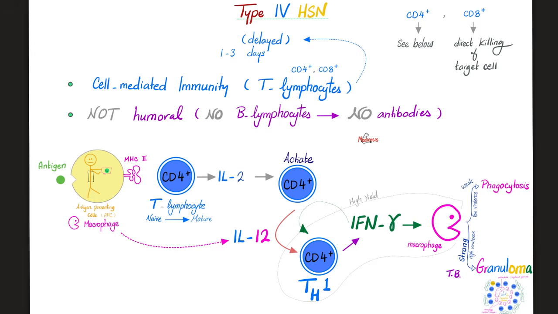In Type 1, Type 2, and Type 3 hypersensitivity reactions, we're dealing with antibodies. We're dealing with humoral immunity for the most part. But here, in type 4, we're talking about cell-mediated immunity for the most part. It's not antibodies, it's not B lymphocytes, it's not humoral, it is cell-mediated. It is T lymphocytes. That's why it's delayed. Are you talking about CD4 T lymphocytes or CD8? It could be either. Oh, okay.